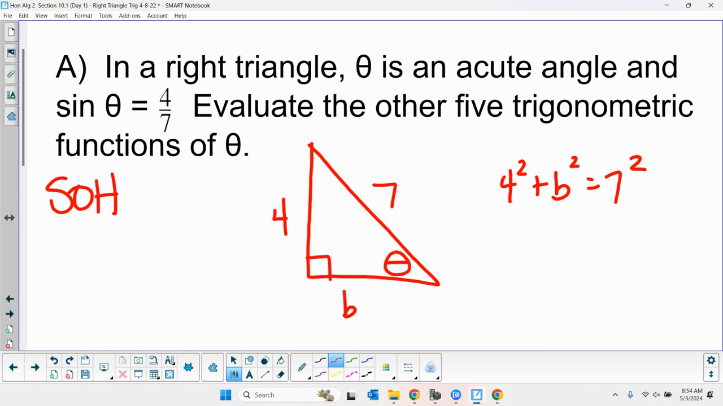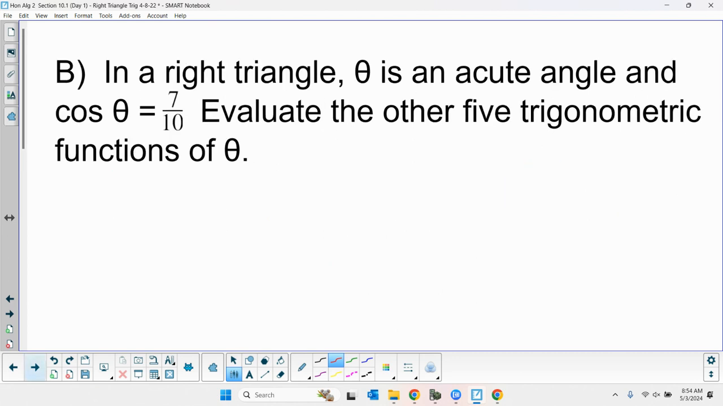Any questions on that? I don't need to do the rest of it, do I? You guys understand what to do from there, right? Once we figure out b, we just do all our fractions, right? You okay? All right, let's move on.